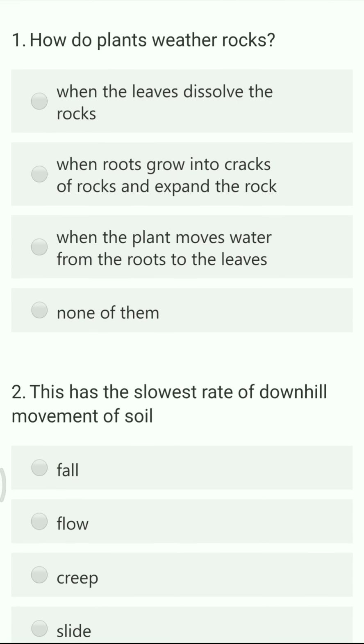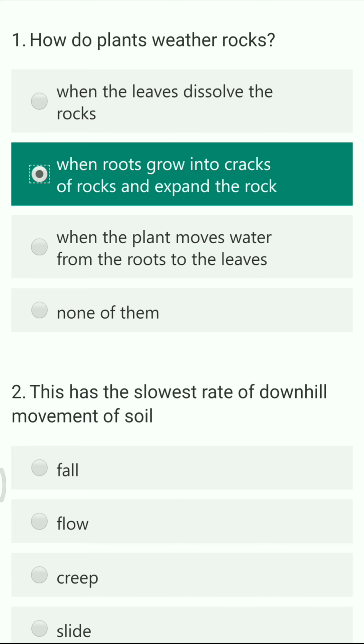So let us start with the first question: how do plants weather the rock? It comes under biological weathering. Let us see the options. The first option is when the leaves dissolve the rock; when the roots grow into cracks of the rock and expand the rock; when the plants move water from the roots to the leaves; and none of them. The right answer is when roots grow into the cracks of the rock and expand the rock, and later on that rock breaks down into pieces, and then weathering is caused, and it is called biological weathering.